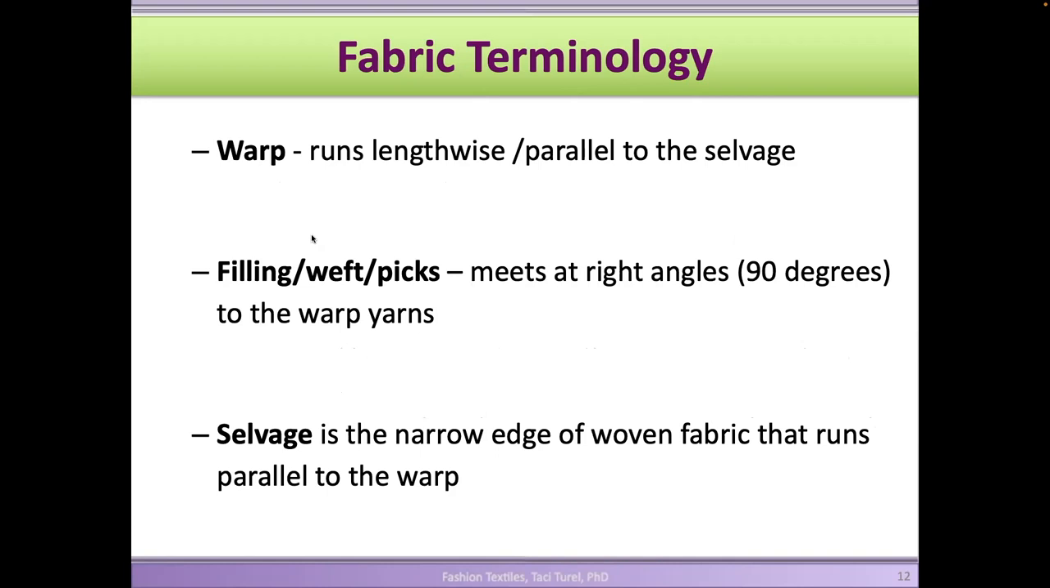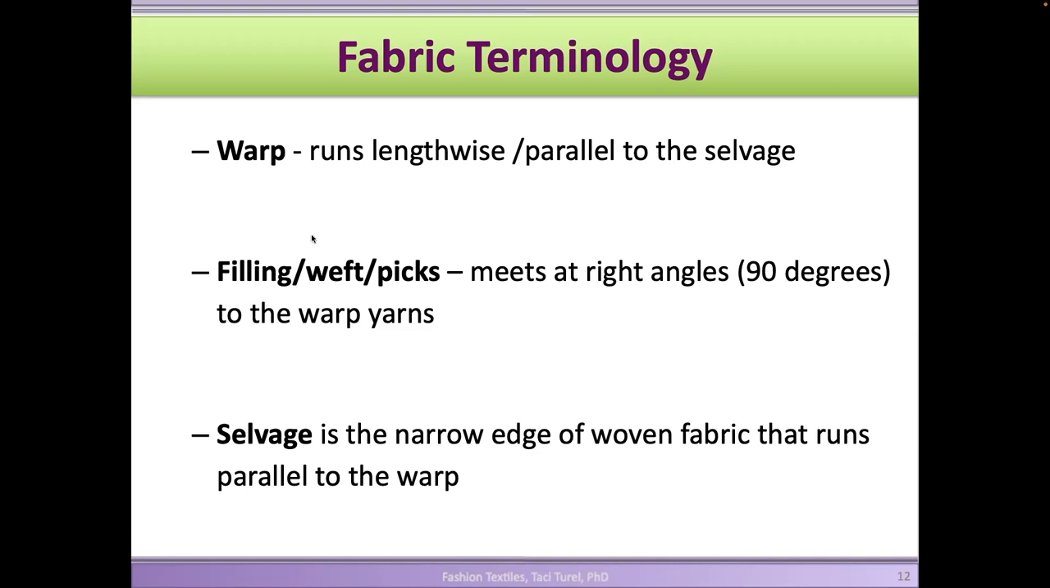The warp yarns generally run parallel to the selvage of the fabric. The filling yarns are the yarns that we use to go above and under the warp yarns when we are making the fabric. So filling yarns, we also call them weft yarns or picks. Those yarns are at a 90 degree angle to the warp yarns, okay? And the selvage is the edge of the woven fabric.